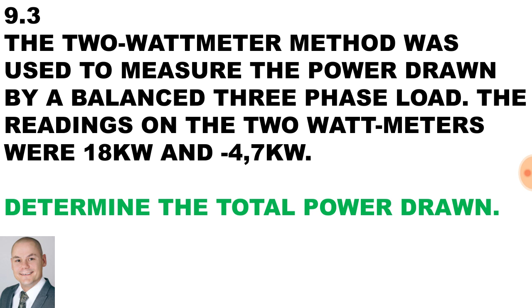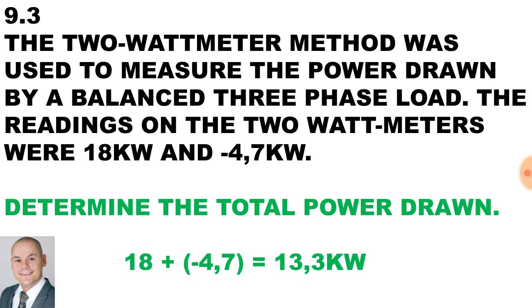9.3. The 2 wattmeter method is used to measure the power drawn by a balanced 3-phase load. The readings on the 2 wattmeters were 18 kilowatts and minus 4.7 kilowatts. Determine the total power drawn. Now, very simply, all we do is add up the powers together, 18 plus negative 4.7, and that gives us a total power of 13.3 kilowatts for a 2 wattmeter method.